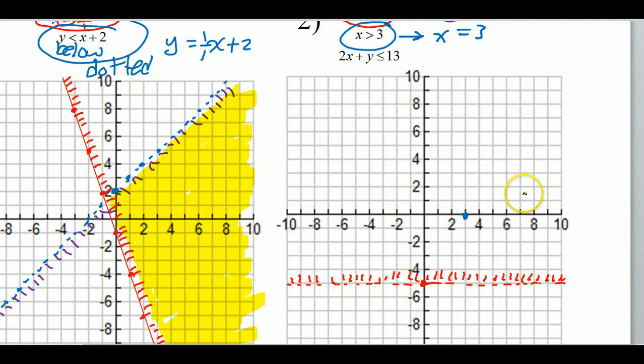Dotted or solid? It'll be a dotted line because it does not have the or equal to line under it. So it's going to be a dotted line. So everybody put a dotted line across. So it's going to be a vertical dotted line this time.